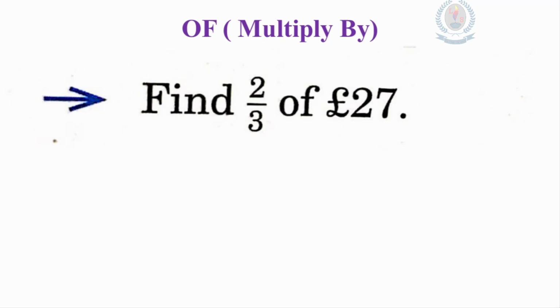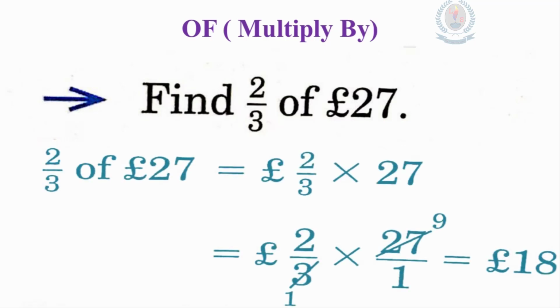The word "of" means multiply by. Here children, you have to remember the word BODMAS, B-O-D-M-A-S. The second letter O stands for "of". Of means you have to multiply. To understand this, let's look into an example. Find 2 by 3 of 27. Of means you have to multiply it. So 2 by 3 multiplied by 27.